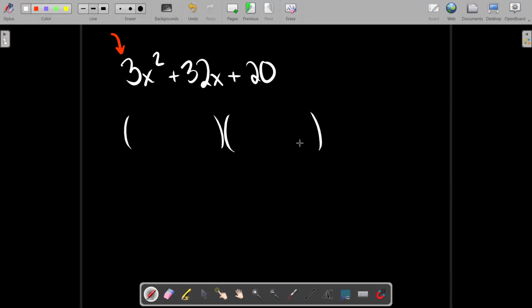Think smart. This time, what has to go at the front of my shells? I need a 3x and a 1x. Very good. What about my signs? Two positives. And again, that was a team effort there between the 20 and the 32. The 20 started us knowing that they both have to be the same. The 32 backed them up and said, oh yeah, by the way, they're both pluses.